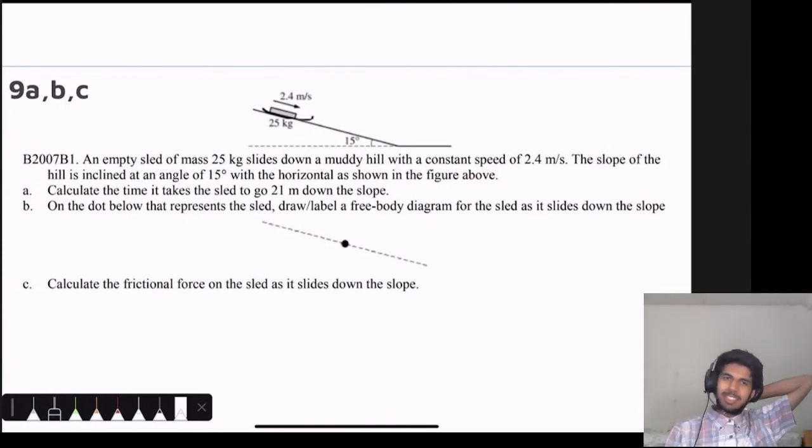Muddy hill indicates that there's friction. Constant speed, 2.4 meters per second. Slope is inclined 15 degrees with the horizontal. We have a nice figure. Calculate the time it takes the sled to go 21 meters down the slope.